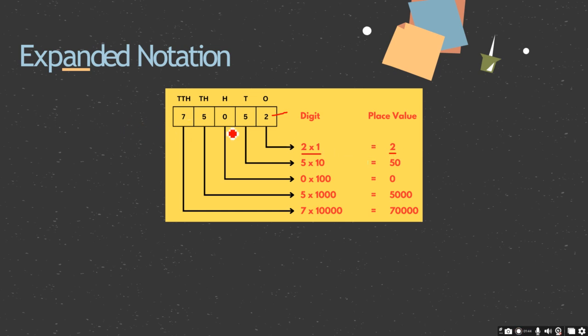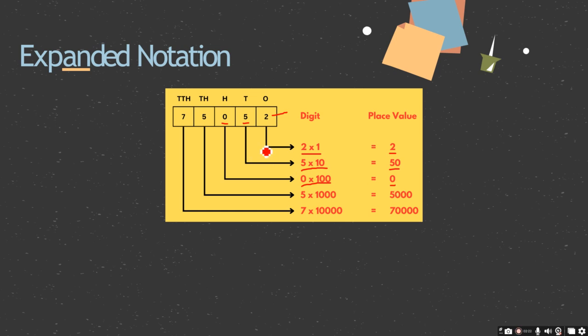Now see the digit 5. It is in the tens place. So its value is 5 multiplied by 10 is equal to 50. Now see the next digit. It is in the 100 place. Though it is 0, we still have to multiply it by 100 to get the place value of that digit. So 0 multiplied by 100 is equal to 0. When we multiply any number by 0, we will get 0.